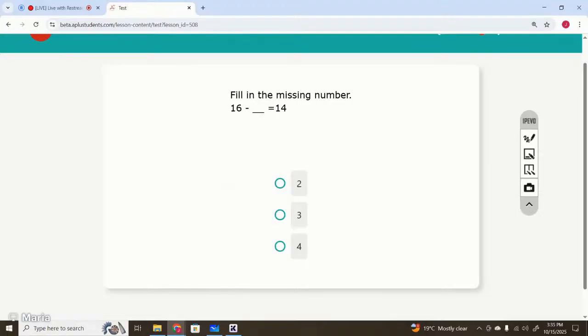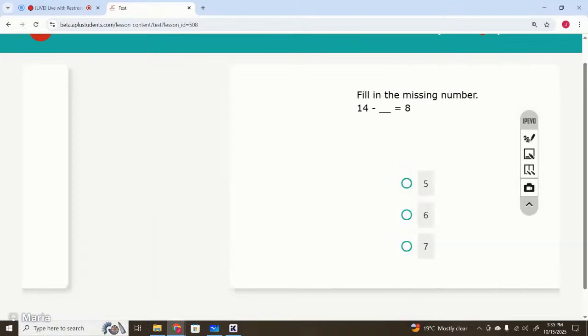Fill in the missing number. So the smaller number is missing. You need to subtract the given number on the other side from both sides. So 16 minus 14 is 2. Option number 1 is the correct option.